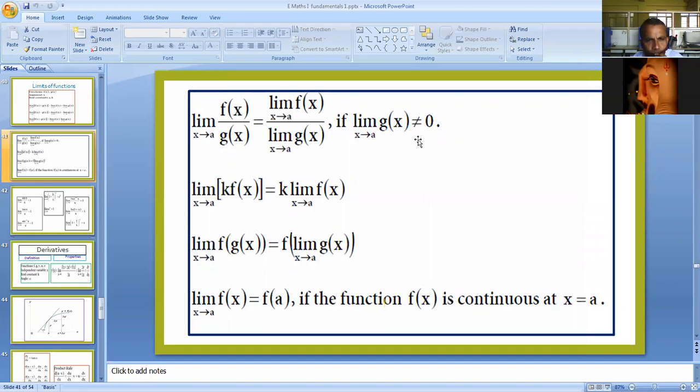Okay. What is the next formula? The limit of k into f of x as x tends to a. What is that k? K is a constant. So always keep in mind, the limit is applied only on a function, not on a constant. If there is a constant, take it outside and then apply the limit to the function as x tends to a.